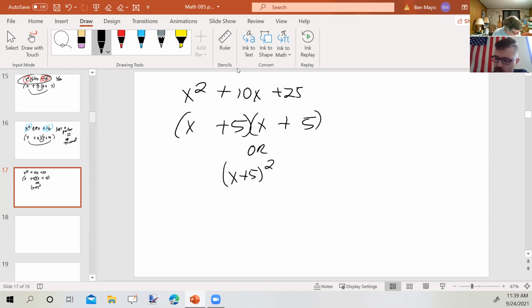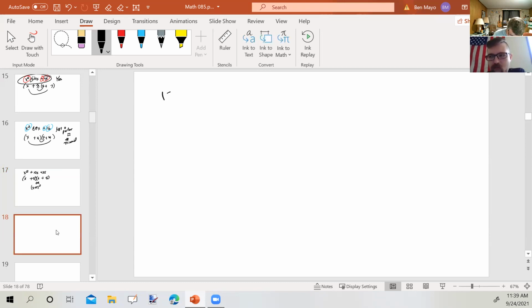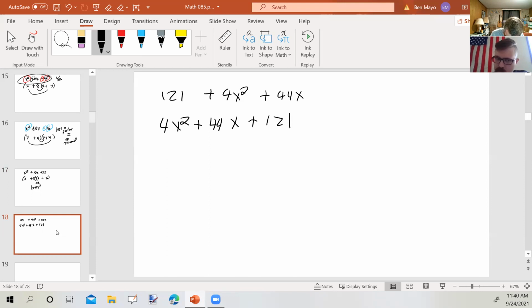Okay, let's take a look at this one. 121 plus 4x squared plus 44x. Is this a perfect square? Well, what's the first thing I need to do with this before I start messing with it further? Anybody? Any ideas? There's something wrong with it. You've got to rewrite the order. Exactly. Good job. So it would be 4x squared plus 44x plus 121.